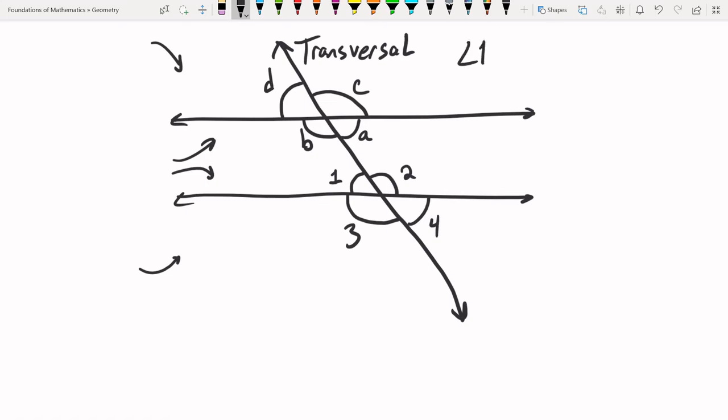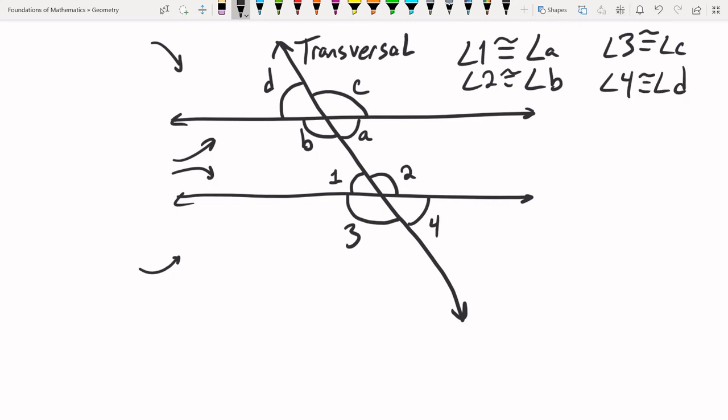Congruency is actually designated as an equal sign with a tilde above it. Angle 1 and angle A are congruent. Angle 2 is congruent to angle B. Angle 3 is congruent to angle C. And angle 4 is congruent to angle D.